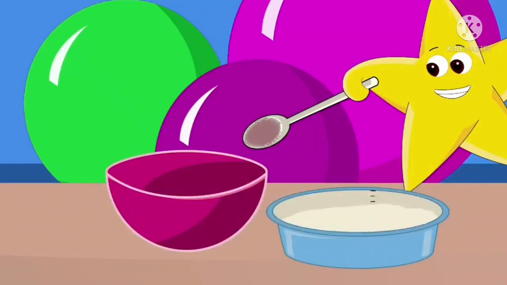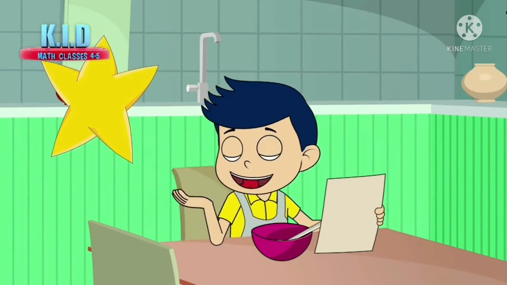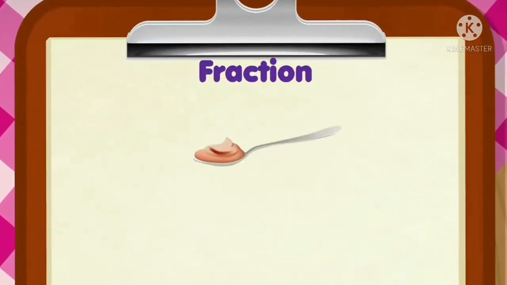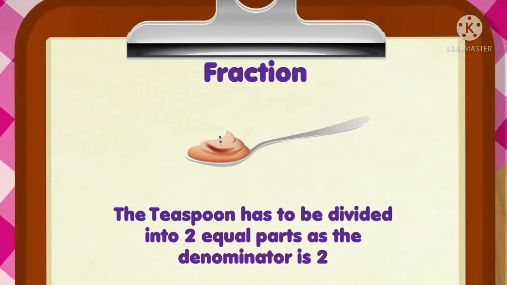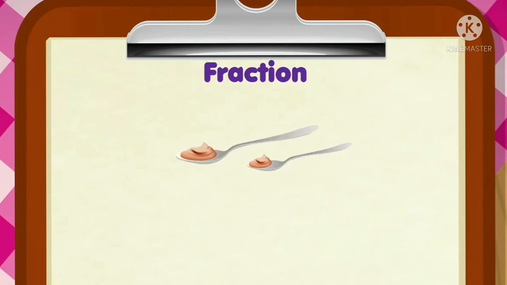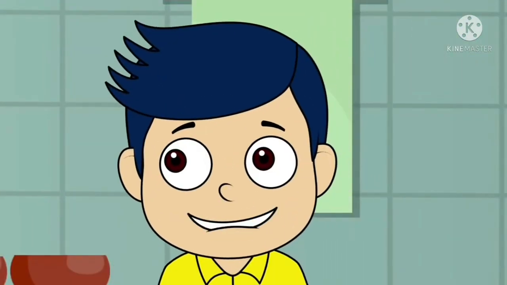3 upon 2 spoons of vanilla essence would mean... You said it is an improper fraction as the numerator is bigger than the denominator. Correct. The teaspoon has to be divided into 2 equal parts as the denominator is 2. And 3 such parts would mean 1 teaspoon full and another half of the teaspoon to be used in the cake. This can be written as 1 and 1 upon 2. That is a mixed fraction.